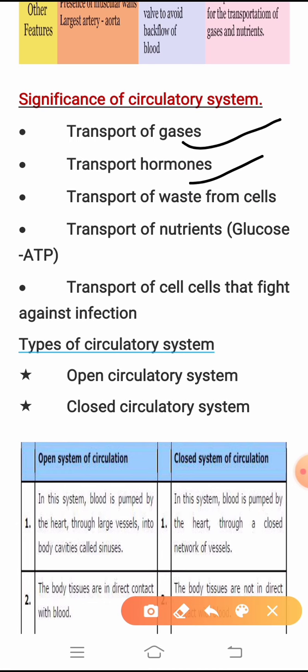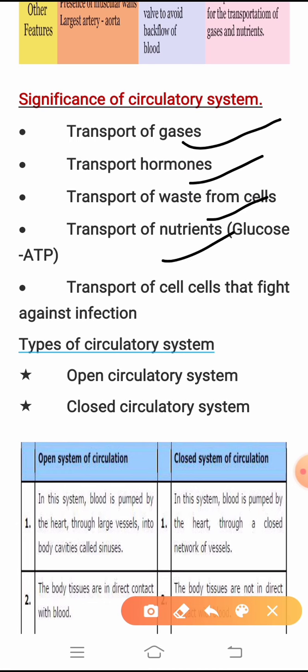Next, transportation of waste from the cells. As I told you, the good things are being absorbed. As a result, what happens? The bad things are being released out. So these are the wastes which are transported by the circulatory system. Some of the waste, like uric acid, gets into the urine, right? Some of the nitrogenous waste products which are present in the blood, all those things get transported by the circulatory system.